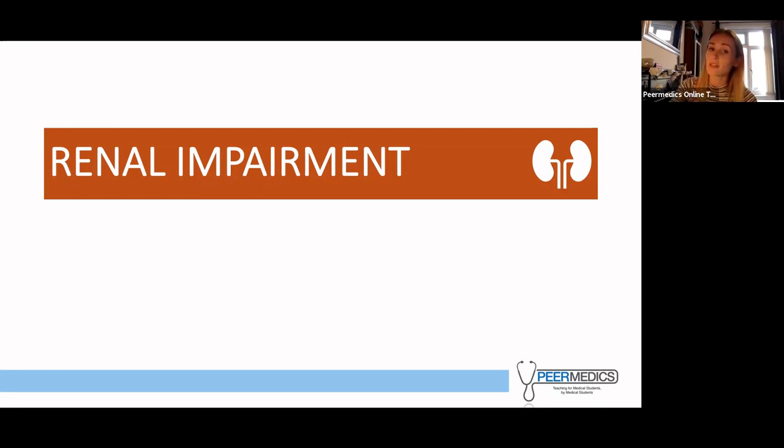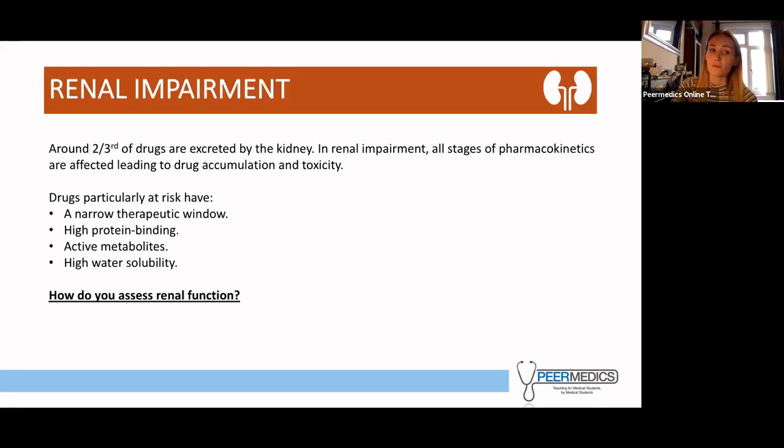Right, okay, so moving on to renal impairment. A lot of drugs are excreted by the kidney, and in renal impairment, as we already said, this can lead to drugs accumulating and causing toxicity. Now, drugs that are more likely to do this have narrow therapeutic windows, high protein binding capacity, active metabolites, and a high water solubility. So does anyone know how you would assess renal function?